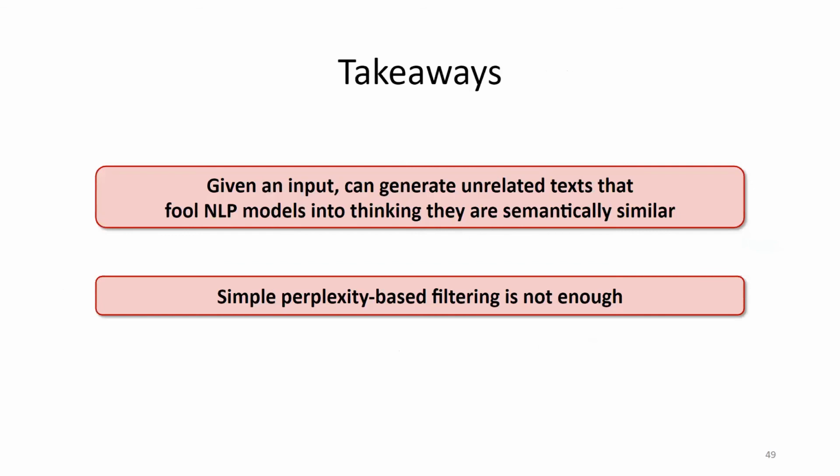And here are the takeaways for this work. We have demonstrated that given an input, we can generate an unrelated text, a collision, that fools the NLP models into thinking the collision and the input are semantically similar. We also show that simple perplexity-based filtering is not enough to prevent such collisions.